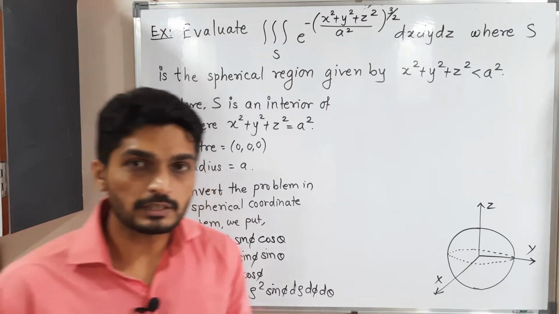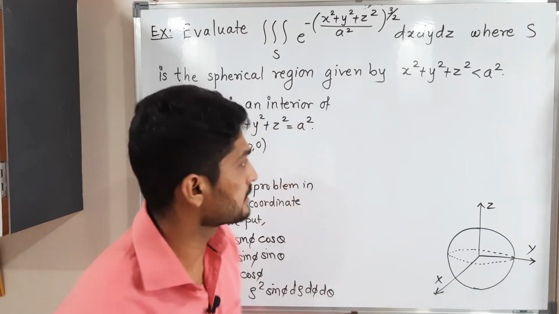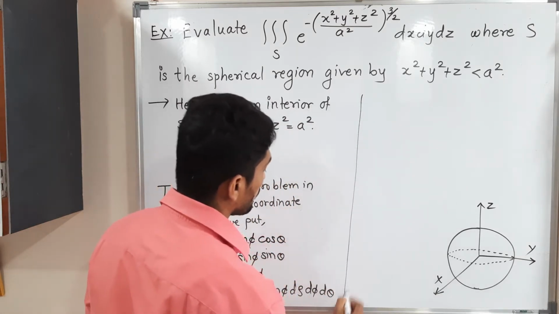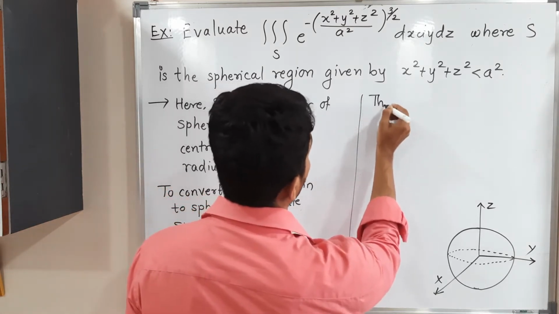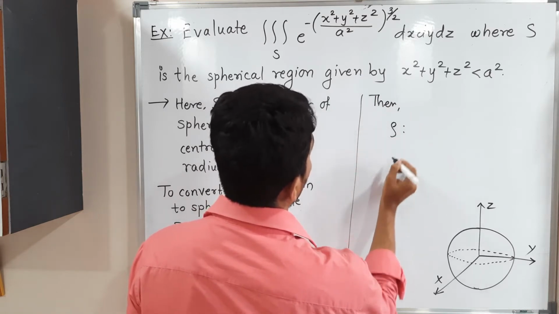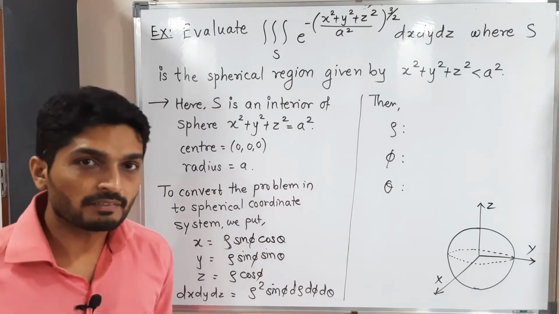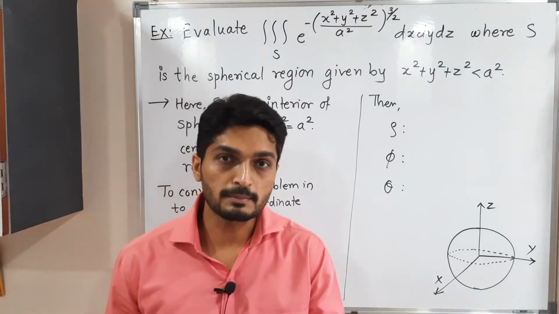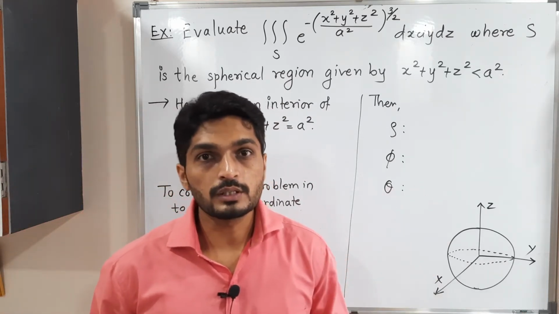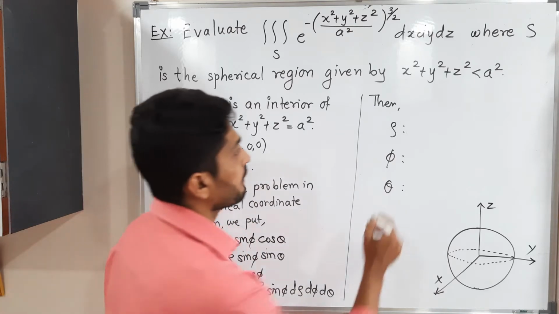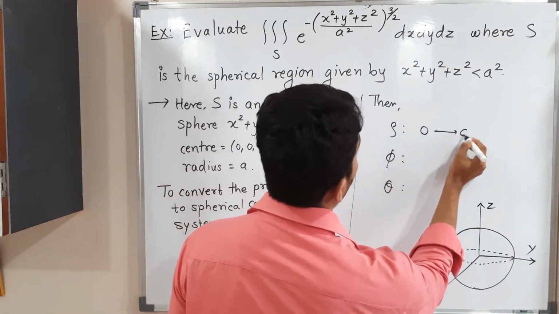Okay, so after substitution we have to think about limits. Then limits of rho, limits of phi and limits of theta. Already in a previous example we have discussed, rho means simple radius. So here the radius is a, so that's why rho will vary from 0 to a.